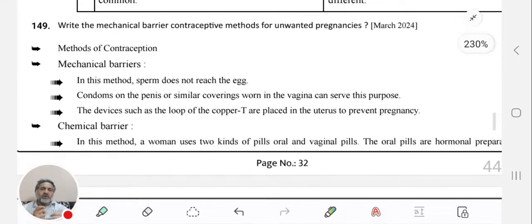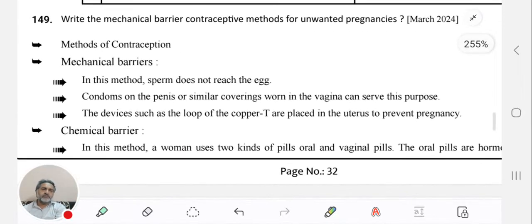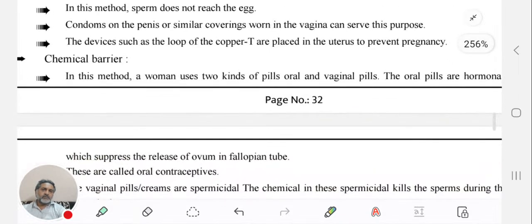Now question number 149, Janki. Write the mechanical barrier contraceptive methods for unwanted pregnancies. Method of contraceptive: mechanical barriers. In this method, sperm does not reach the egg. Condoms on the penis or similar coverings worn in the vagina can serve this purpose. Devices such as the loop or the copper T are placed in the uterus to prevent pregnancy.